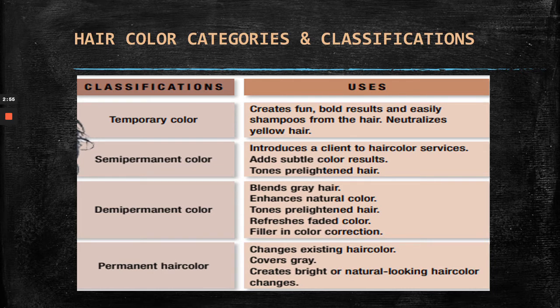So my analogy for that is temporary color is your one-night stand. Semi-permanent color is your friends with benefits. Demi-permanent color is your boyfriend or your girlfriend. And permanent color is your husband, your wife, or your partner.